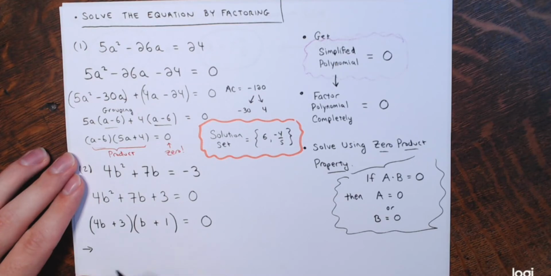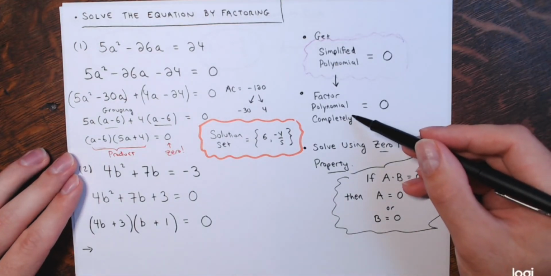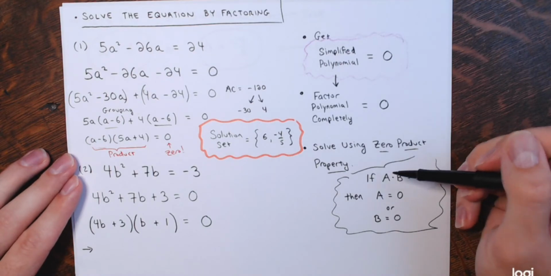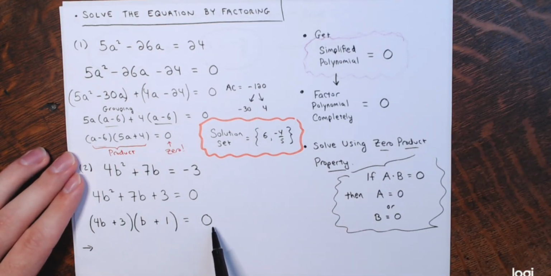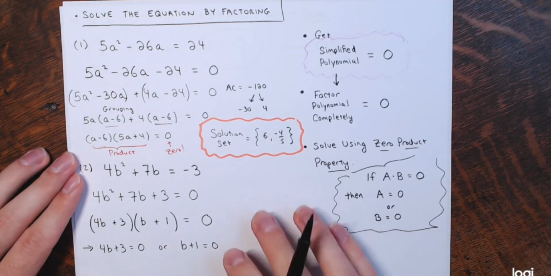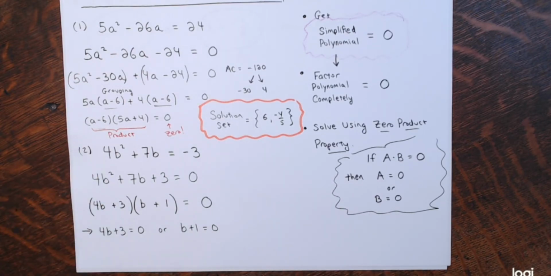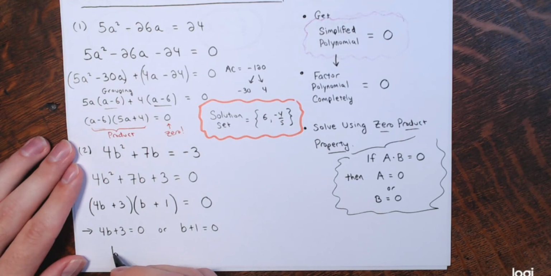Then, now that I've factored, I have a product equal to 0. I'm going to use the zero product property. The only way this product will be equal to 0 is if the first factor is 0, 4b plus 3, or if this second factor, b plus 1, is 0. And then I solve each of these separately and check your solutions again. If you're doing everything perfectly correctly and you realize that, the solutions should be good. I would still check them though if I were you.